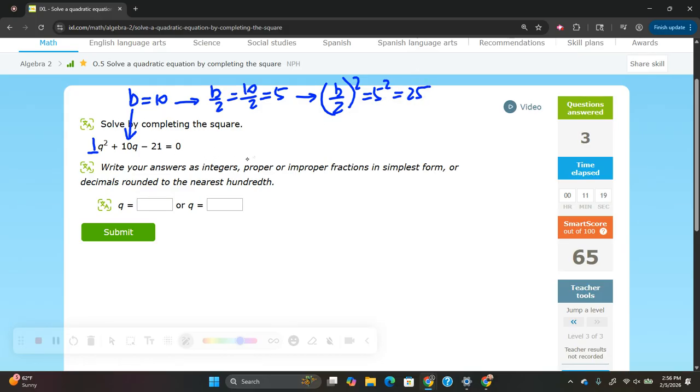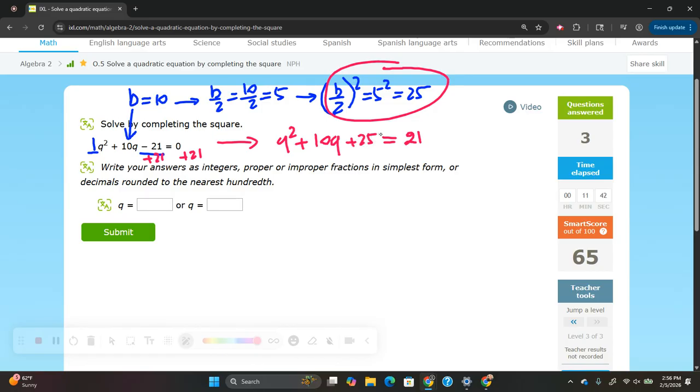So now, first, I don't want negative 21 here. I add 21 on both sides. So I come out with q squared plus 10q equals 21. Now I add b over 2 squared, which is 25, on both sides. Now the right side becomes 46.